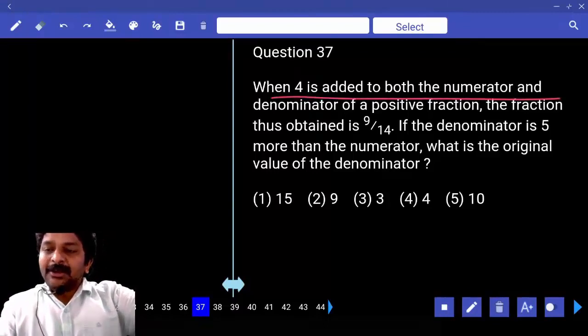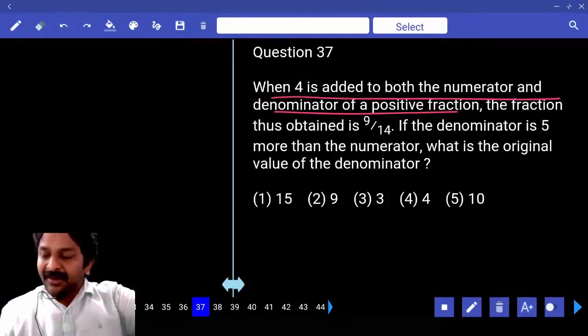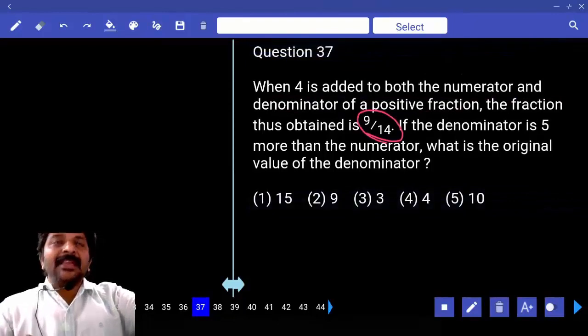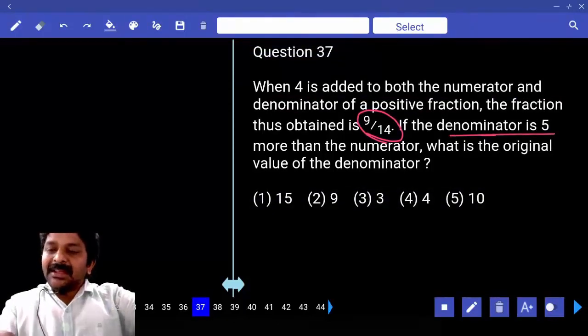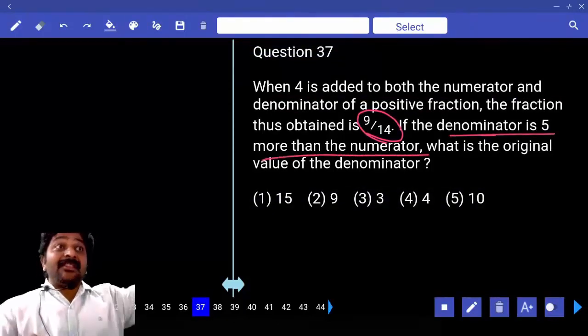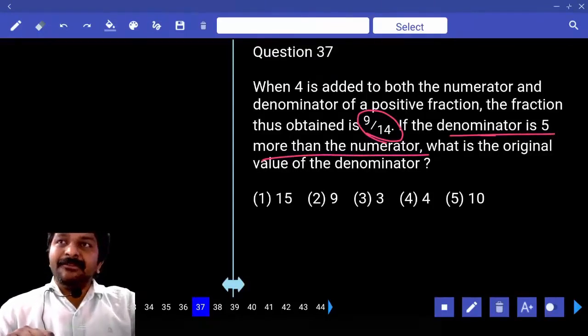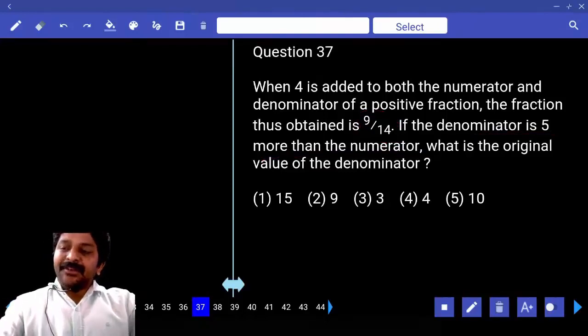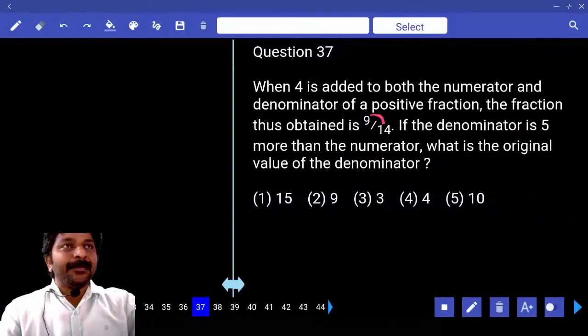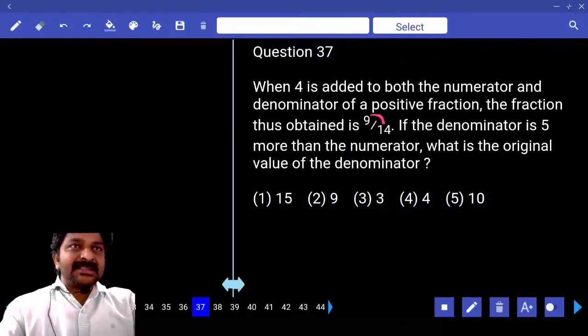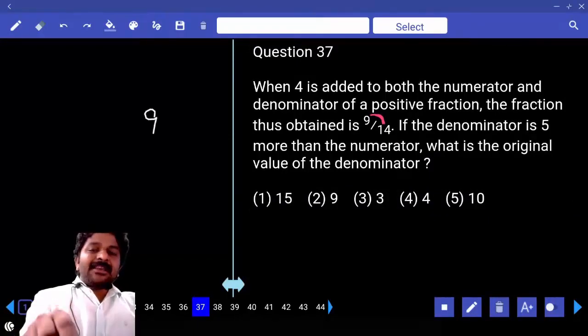When 4 is added to both numerator and denominator, the fraction becomes 9/14. The denominator is 5 more than the numerator. Even in the new fraction, the difference between numerator and denominator must be 5 only. In terms of number of parts, how much is that? 5 parts only, so that is equal to 5. Then the final fraction is 9/14.